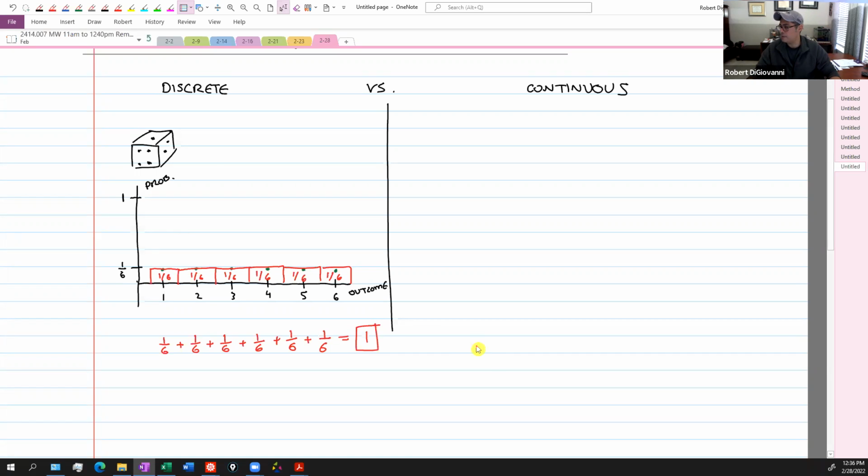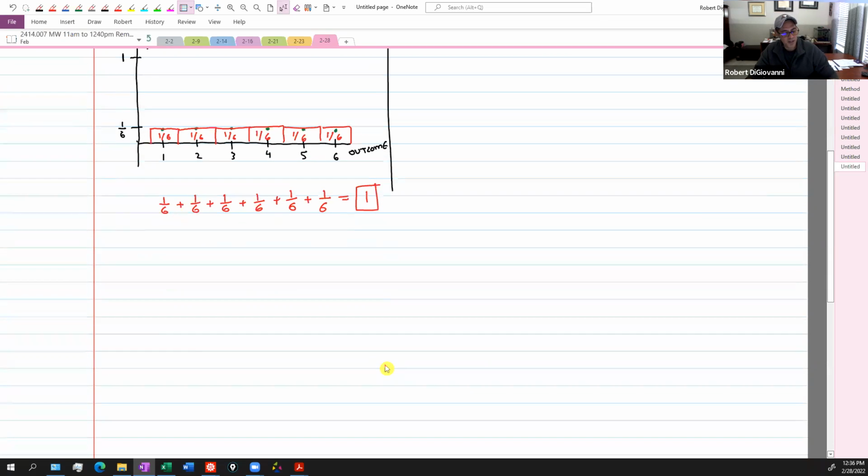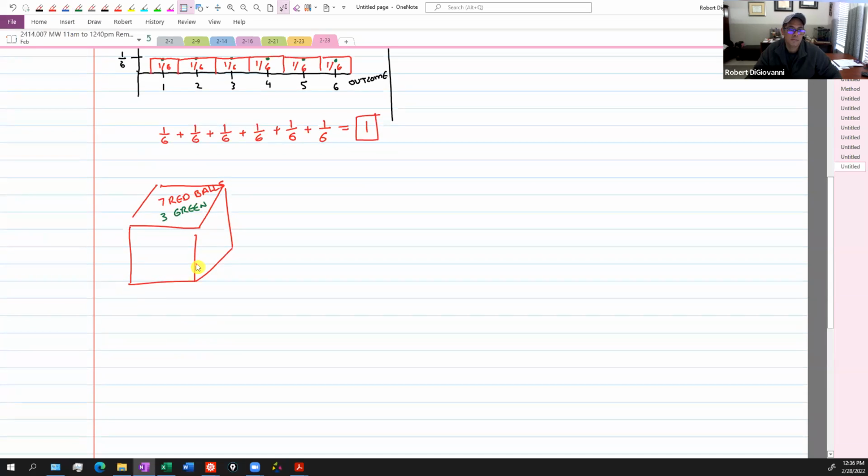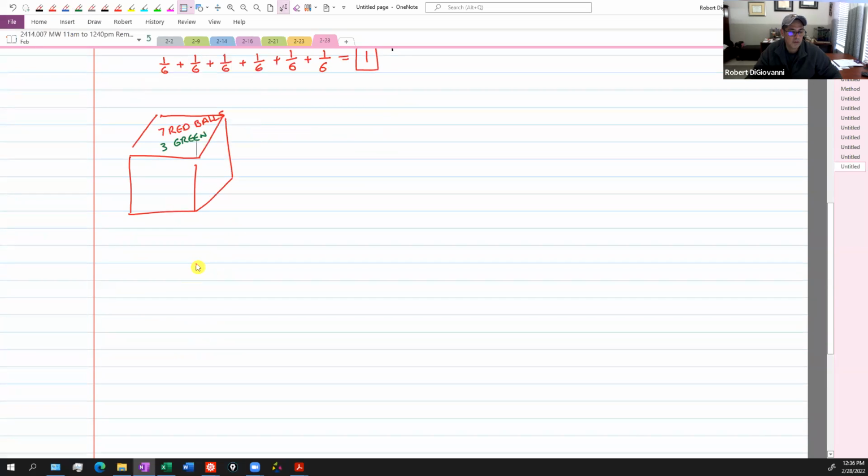I'll give you another example of a discrete random variable. Let's say that I have a box, and inside of it, I have 7 red balls, and let's say I have in here 3 green ones. So I'm going to pick one out.